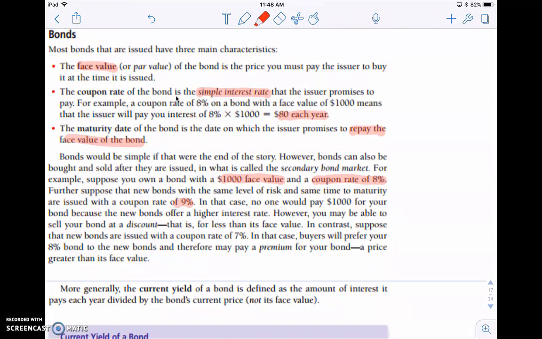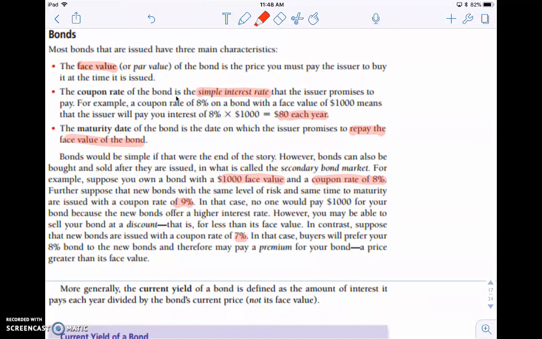So now they're offering a little bit more. In that case, no one would want to pay $1,000 for your bond because the new bond offers a higher rate. And so it kind of devalues your bond. However, you may be able to sell your bond at a discount, or less than its face value. However, in contrast, suppose that a new bond is issued at 7%.